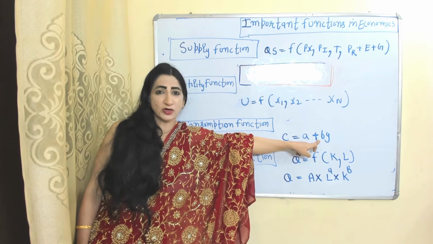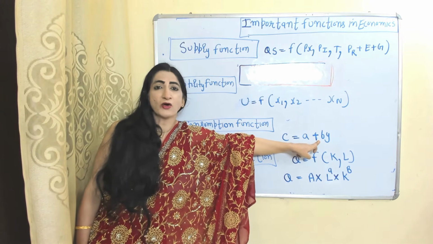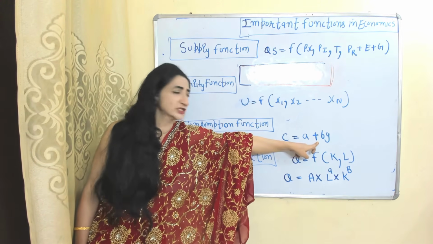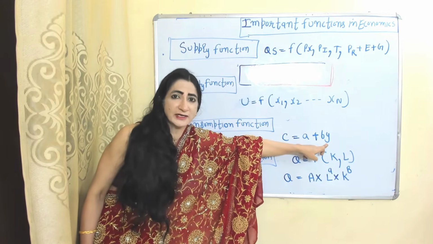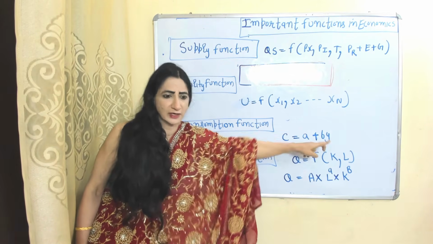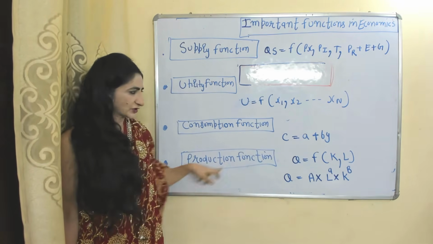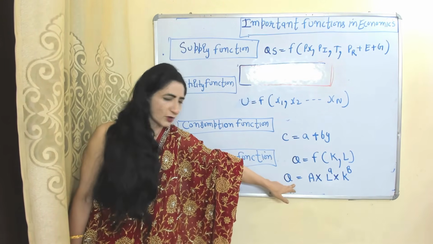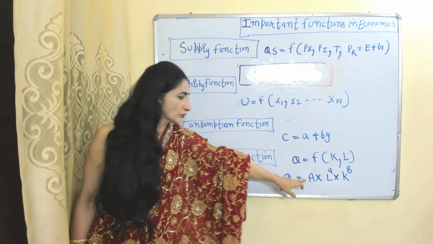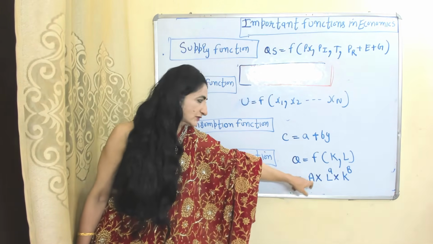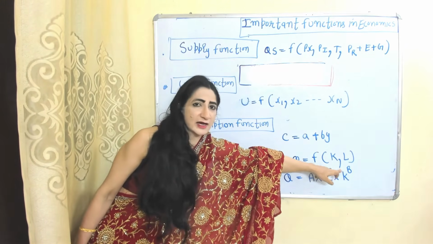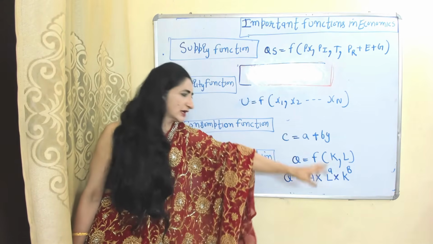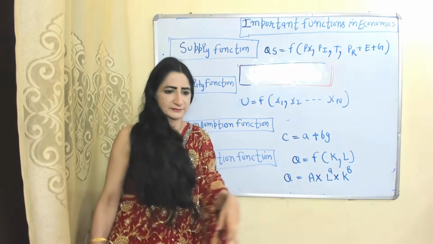B is the slope. Here the slope is the marginal propensity to consume. As we know, marginal propensity to consume shows how much consumption changes due to change in income. Y is the independent variable which represents our income. Production function: Q is output, K is capital, L is labor. This is another form of production function: Q is output, A is total factor productivity, alpha and beta are output elasticities of labor and capital.